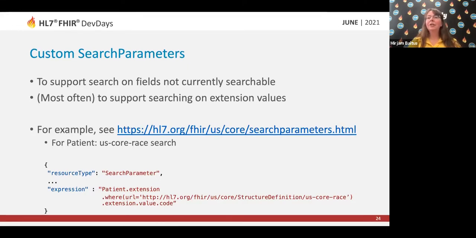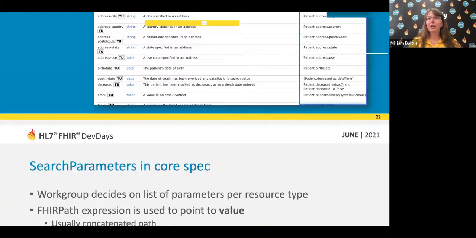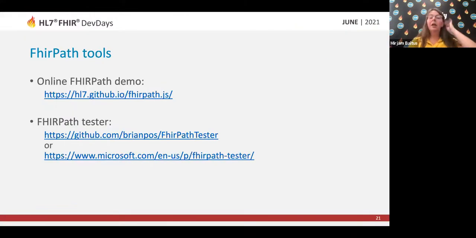Now let's go back to that slide that I've just skipped over. That's a slide with just some links here. Actually, 2 links, well, 3 links, but 2 tools. One is an online FHIRPath demo, which I will use in a bit to show you some FHIRPath expressions. And then you also have a FHIRPath tester implementation.